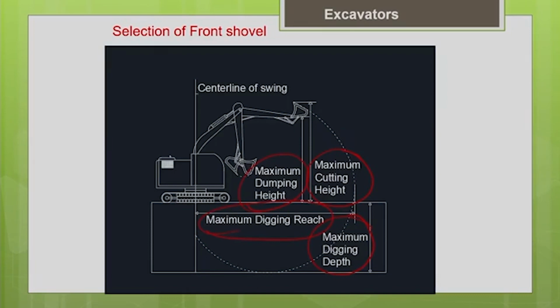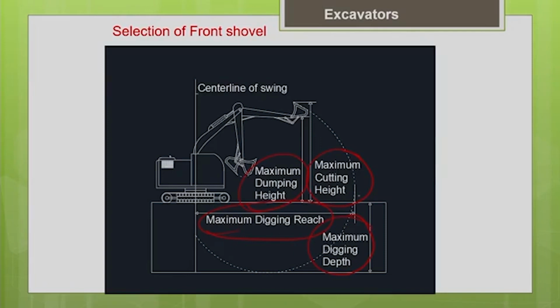So all this information I can get from the manufacturer. This depends upon the dimension of your shovel. So what is this digging reach? It is the distance between the center line of the swing, you know that the superstructure can have a 360-degree rotation about the slewing ring which is fixed below it, to the end of the bucket. So that is called the maximum digging reach.